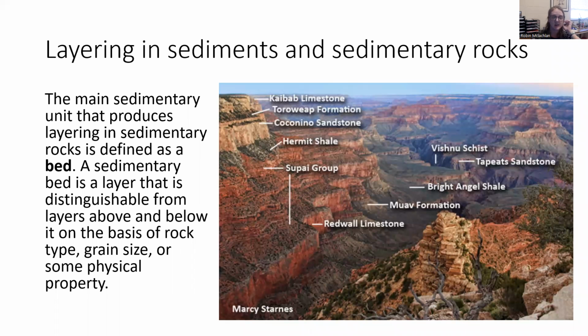Now, the main sedimentary unit that produces each layer is what we call a bed, right? And a sedimentary bed is a layer that is distinguishable from layers above and below it because it has its own unique rock type, grain size, physical properties, things like that. So every single one of these names on this picture of the Grand Canyon is a bed, right? We've got a limestone bed and a sandstone bed and a shale bed and so on and so on.